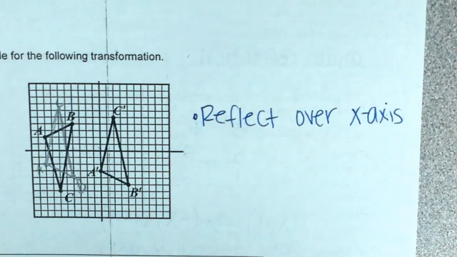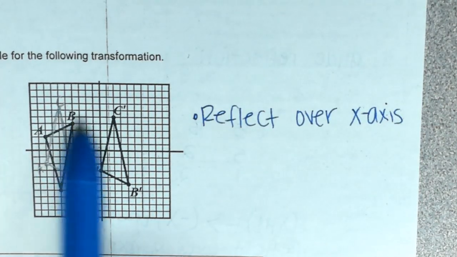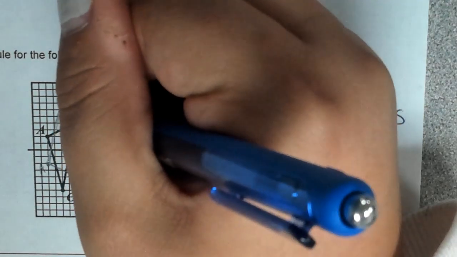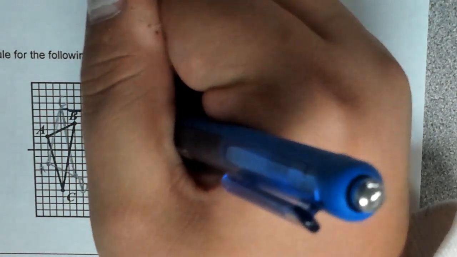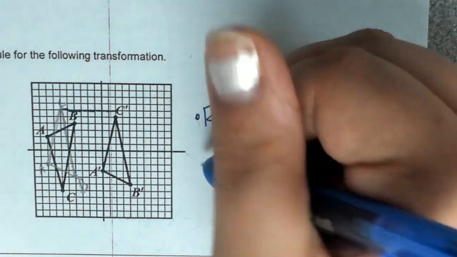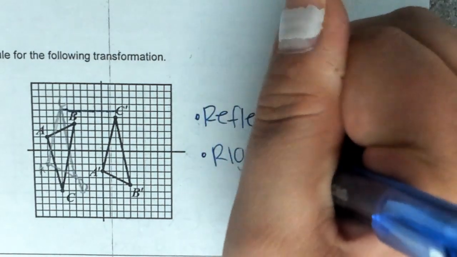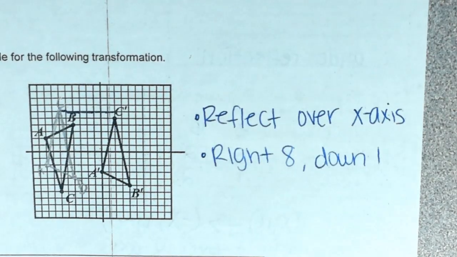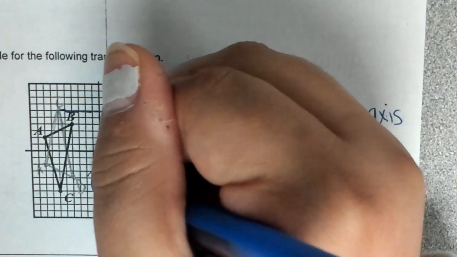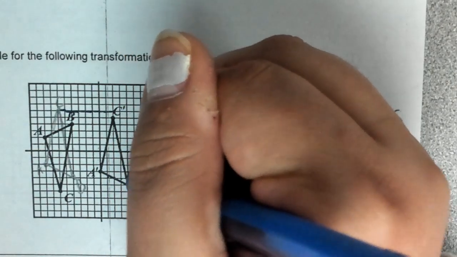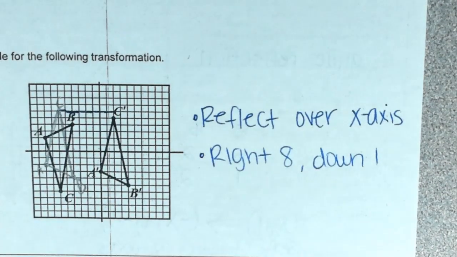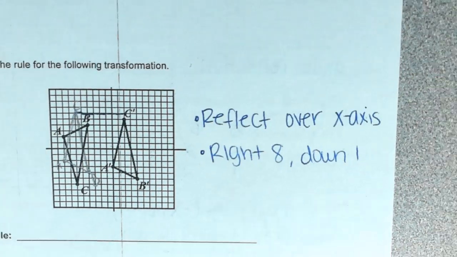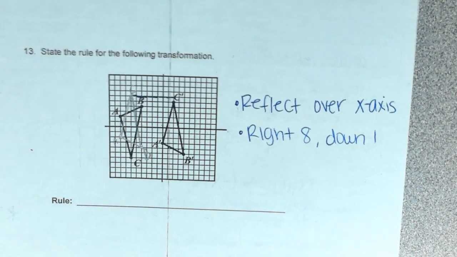How do I get from this C to this C over here? You said right 8? Right 8 and down 1. Let's check and make sure that works for the B as well, and the A. It does. Although, do I need to move you up more? No. Are you sure?